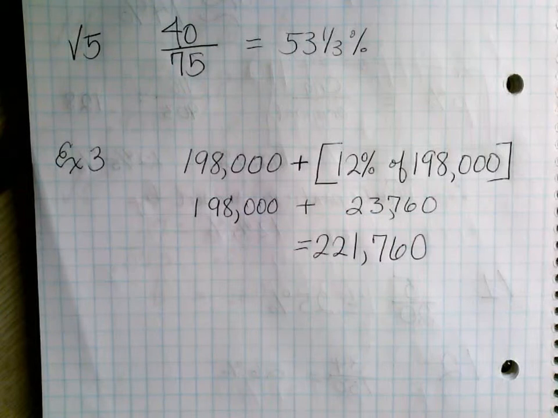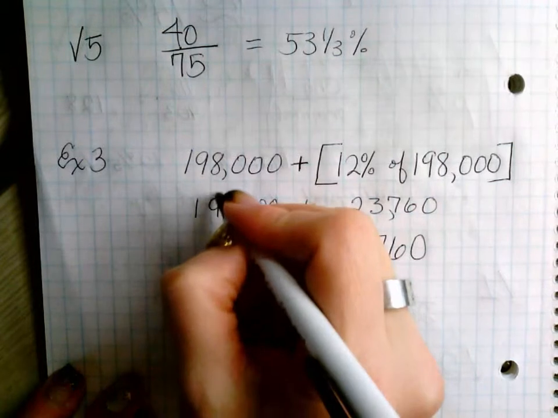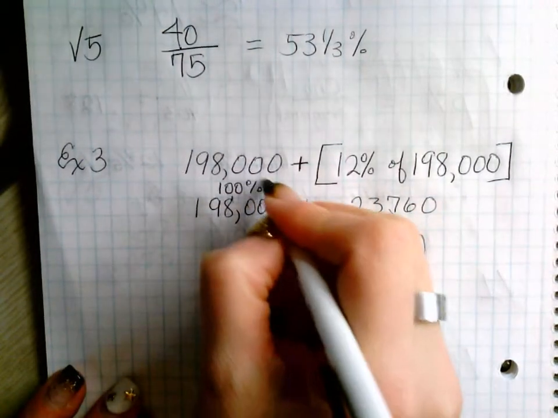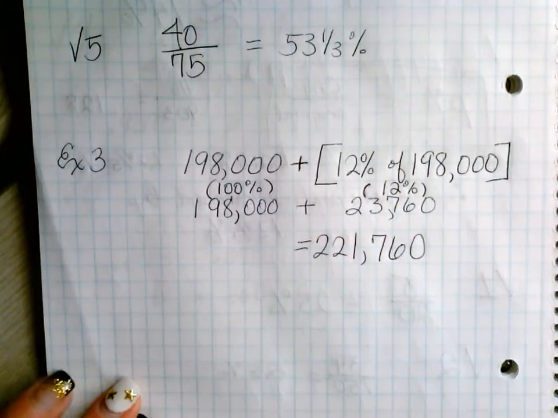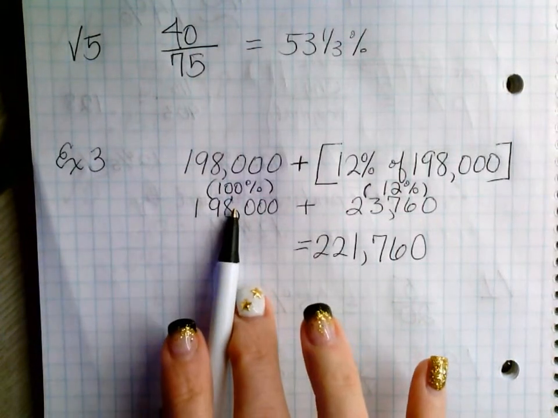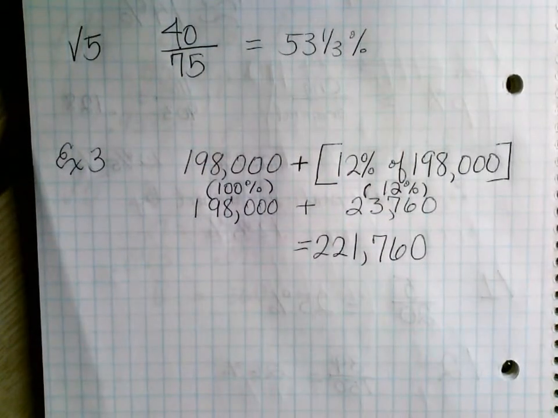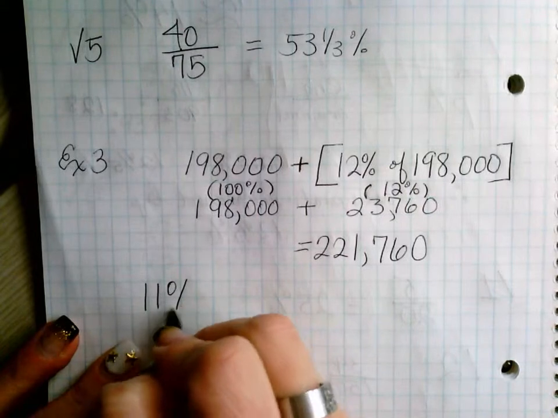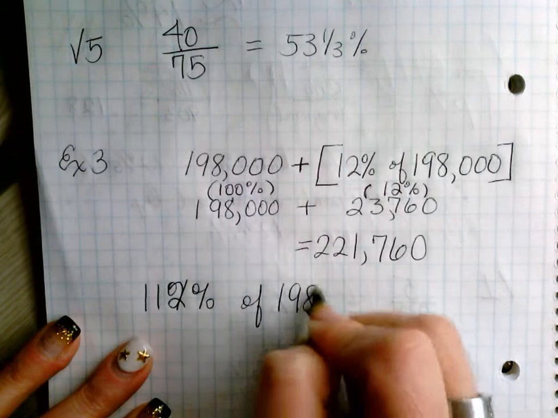Okay, I want to show you another thing. Some of you, this is going to click. Ethan, this is going to click for you. Some of you, you're going to think I'm speaking Greek. So if I have a number, I would call this 100%. I would call this 12%. You guys with me so far? So I added the 100%, the original amount, to the 12%, what I found out by performing the calculation. What if I just took 112% of 198,000?